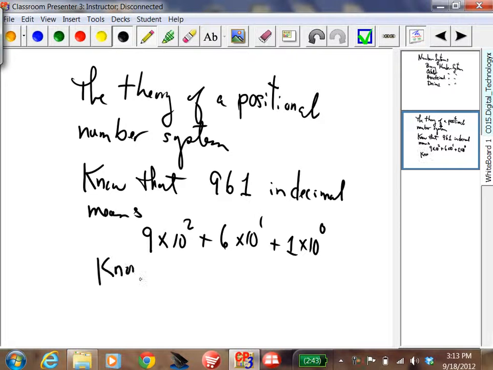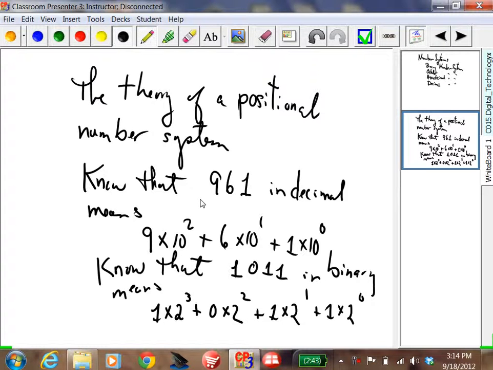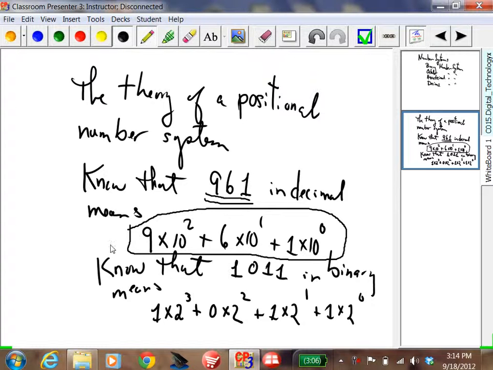And 1011 in binary means 1 times 2 to the third power plus 0 times 2 to the second power plus 1 times 2 to the first power plus 1 times 2 to the 0th power. That is, when we write 961 in decimal, it's just shorthand for all this. We don't want to have to write all this out because it's too long and cumbersome. We just use the shorthand, but we know that's what we're doing.